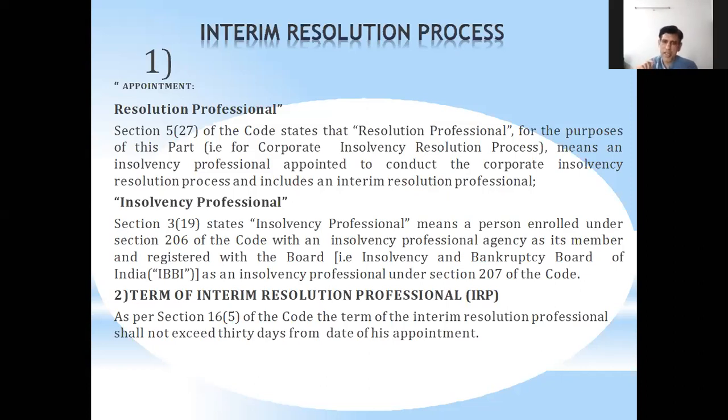As per Section 3(19), an insolvency professional means a person who is enrolled under Section 206 of the code, which we have already covered, is a member and is registered with the board. The two words are resolution professional and insolvency professional. The term IRP.